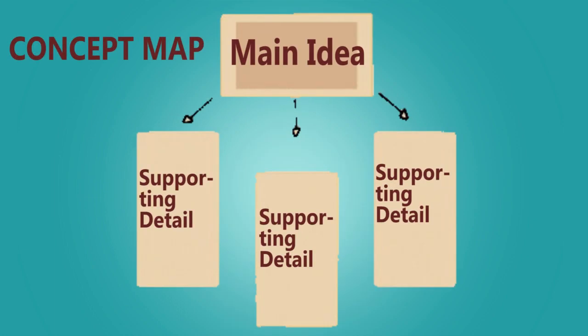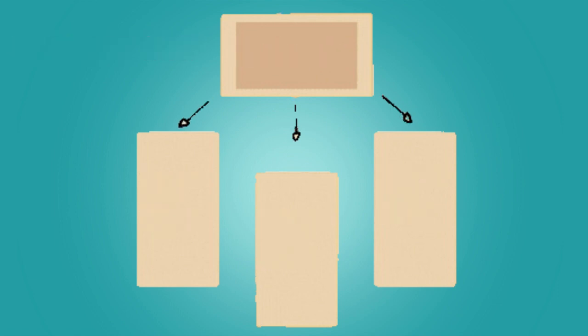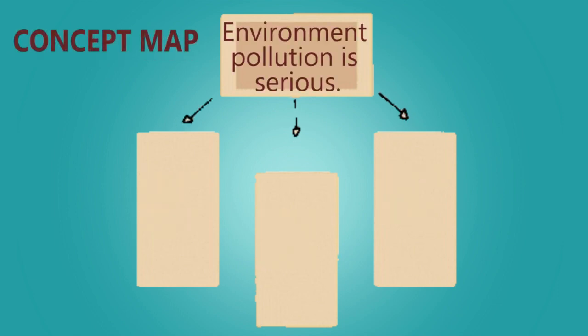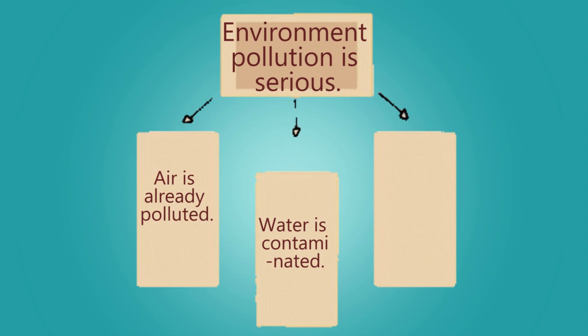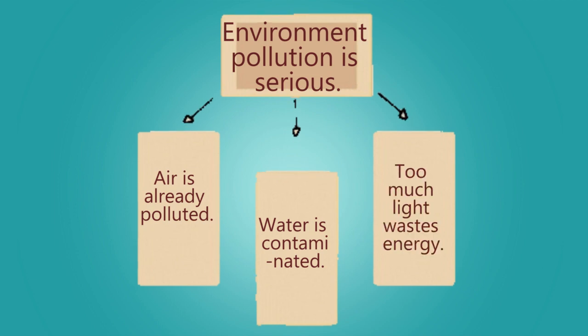For example, if a student is going to give a presentation on how serious environment pollution is, he would write the central idea in the center shape. Environment pollution is serious. This is accompanied with aspects illustrating how environment is being polluted, such as air pollution, water pollution, soil pollution, and light pollution. If more supporting details are available, that would add more shapes to the secondary level.